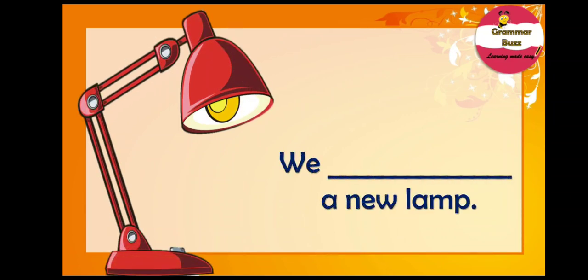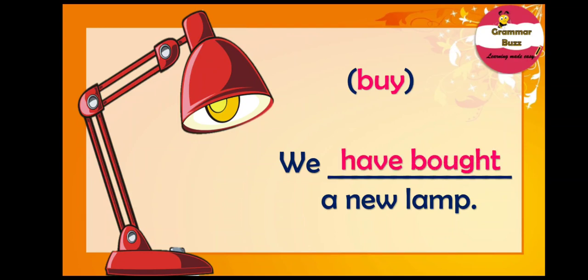And here comes the last one for you. And it says, we blank a new lamp. And your verb is buy. So what do you think about this one? How are you to form the present perfect out of this? I think you have already nailed it. And you are so right. It is, we have bought a new lamp. Good job.